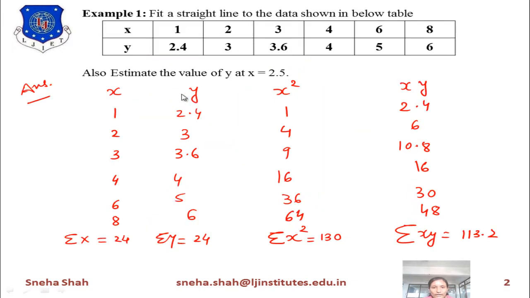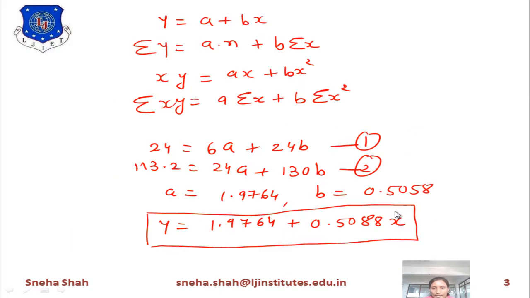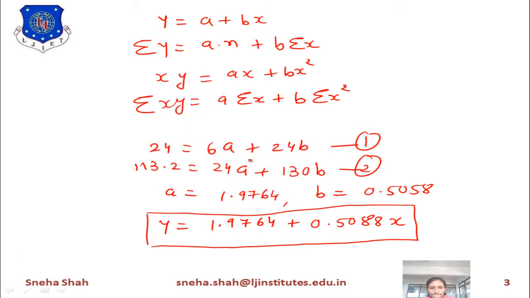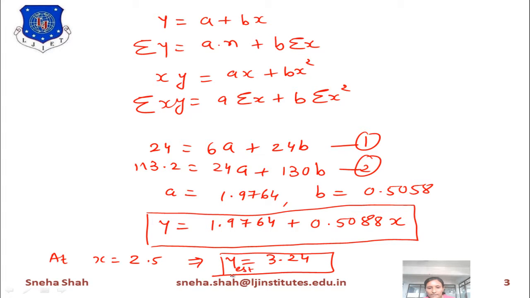Now the next term, you have to find out y at x equals 2.5. It means if I put x equals 2.5 in this, then we have to find out the value of y. So at x equals 2.5, putting 2.5 over here, 2.5 into 0.5 is nearly equal to 1.2. And if it is added to this 1.9, it will give you the final answer of y equals 3.24. So this is your final answer of the estimated value of y.